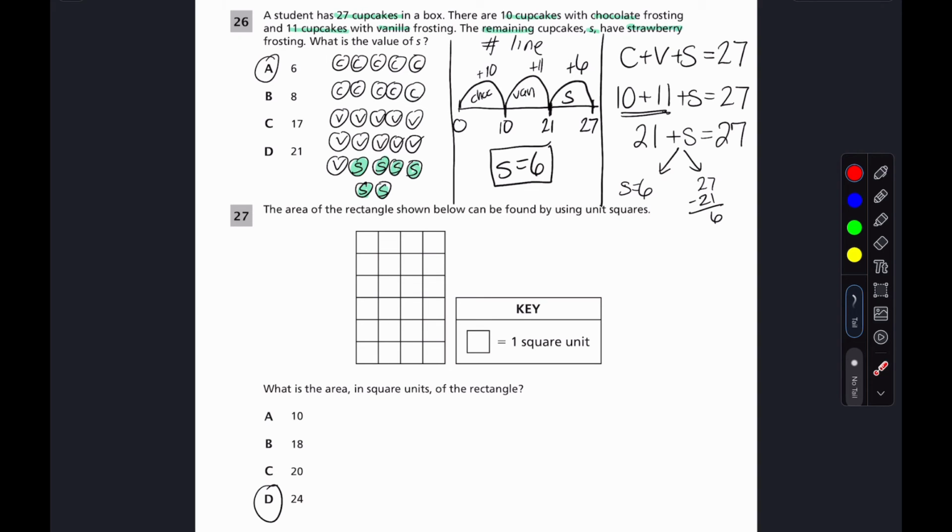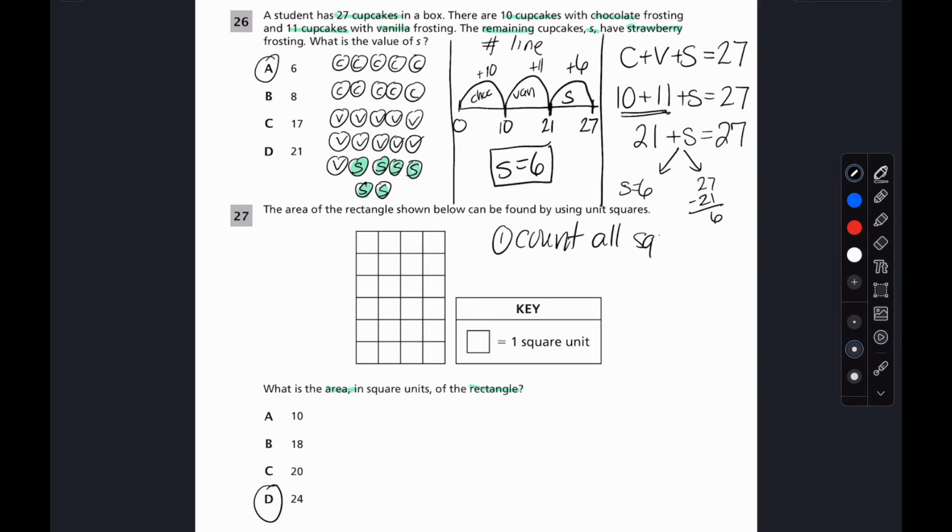Let's look at number 27. The area of a rectangle shown below can be found using square units. What is the area in square units of the rectangle? Again, I can think of 2 ways you can do this. One, since we know each of these is 1, you can literally count each one until you get to the final one over here. So you could just count them all. So that's one method.